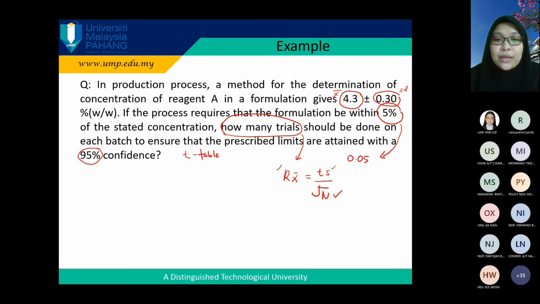So first you need to rearrange the equation. You want to find n. So you need to rearrange: n equals TS over R mean, squared. Okay, up to here, can you understand? Or am I going too fast? Is there anyone who cannot catch up?